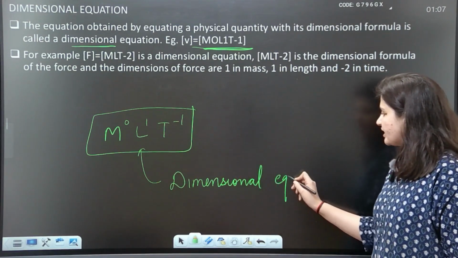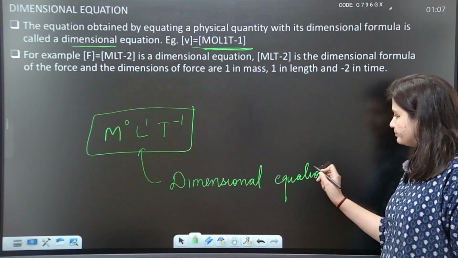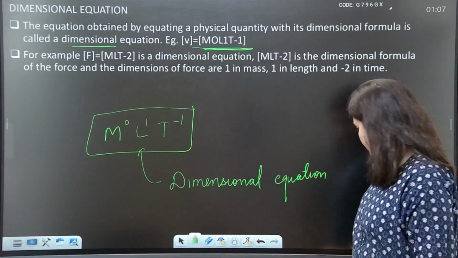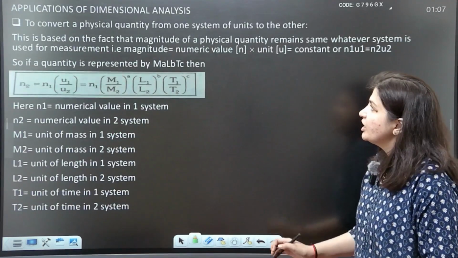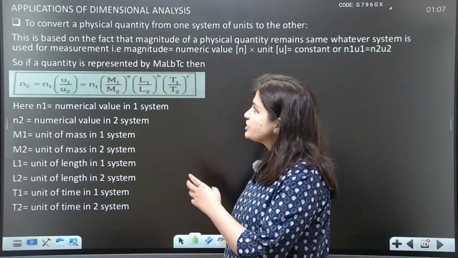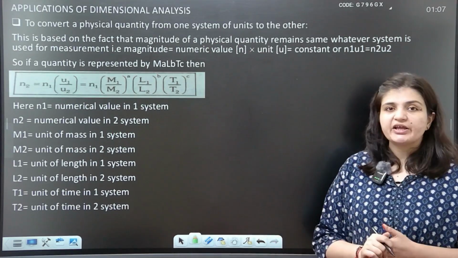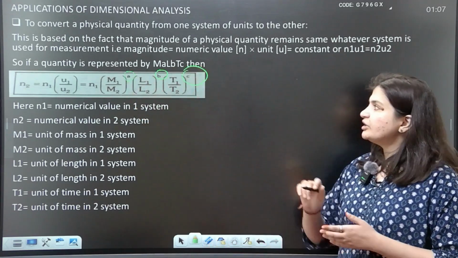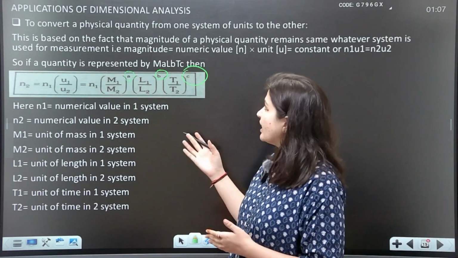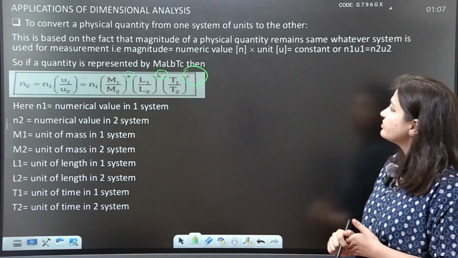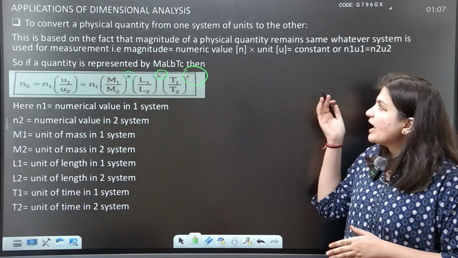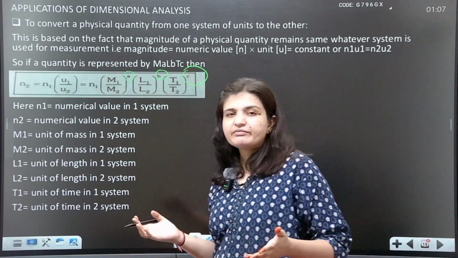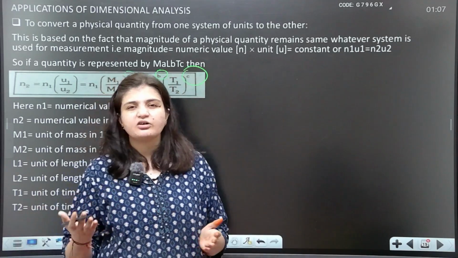So this is called the dimensional equation. For example, this is a dimensional equation for each of the units. The application is how to find the various dimensions. This is the numerical value, how it is dependent on mass, on length and on time. Now if we have to change this physical quantity from one system to another, what do we do? We have to multiply with the unit factor.